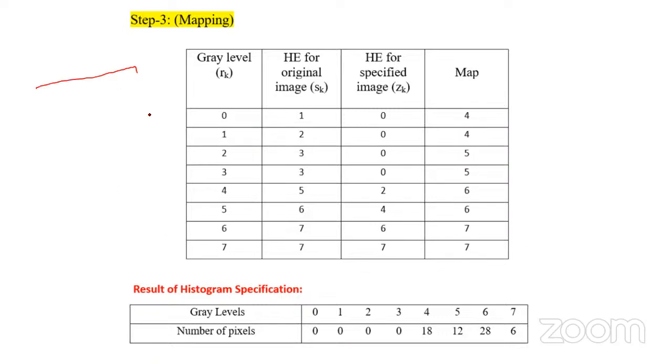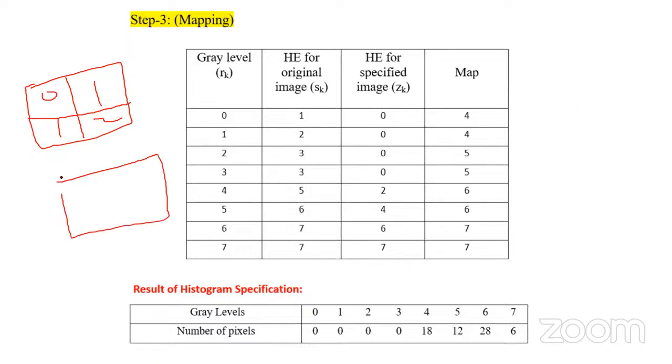Suppose the input image looks like this. Just for understanding, I'm taking a 2 by 2 matrix: 0, 1, 1, 2. So this is the input image. After applying histogram matching, what is the output here? The output image looks like this.